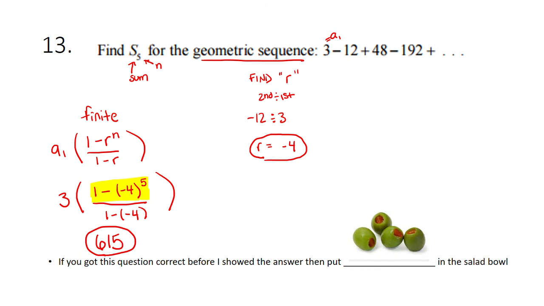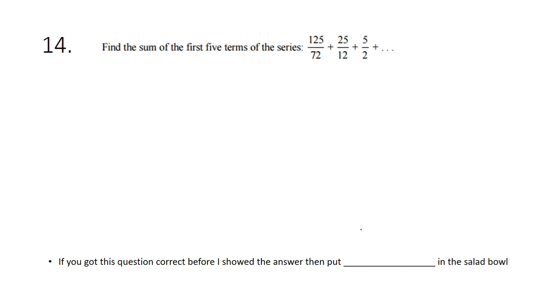Okay, we are almost finished. 2 questions left. Okay, this time we have sum again. First 5 terms, that's our n. And then it doesn't tell us what type of series we have, so we have to decide arithmetic or geometric. If you notice, we're not adding to go from our first to our second term. We have to multiply to get to our second term, so it's geometric.